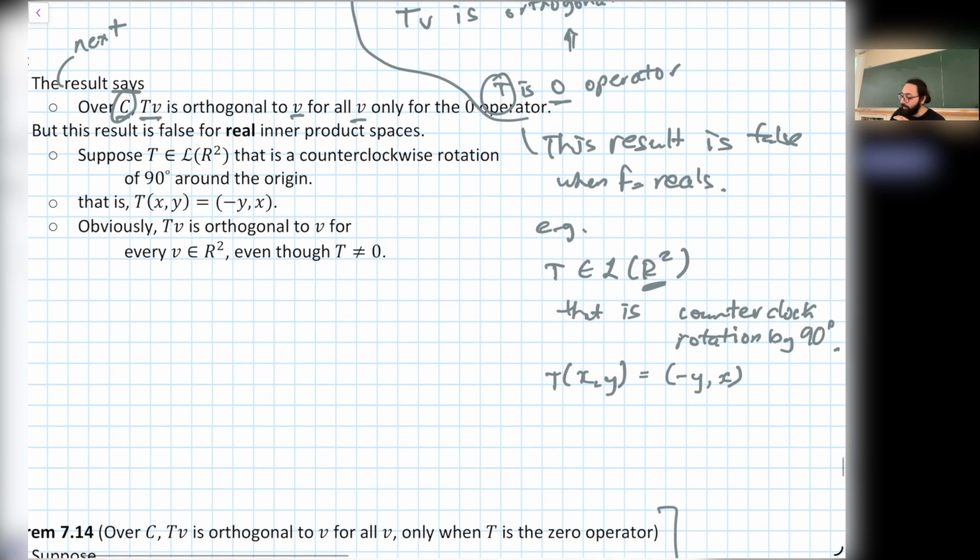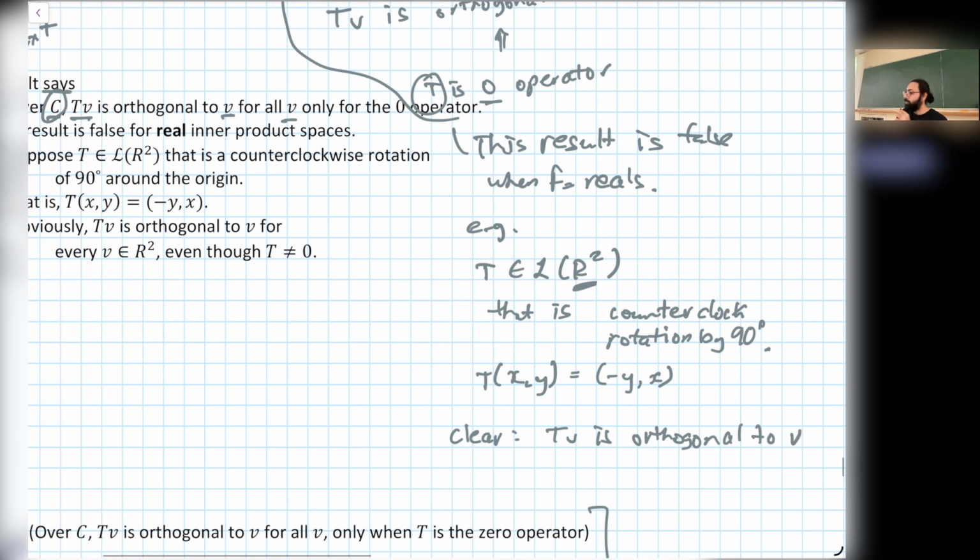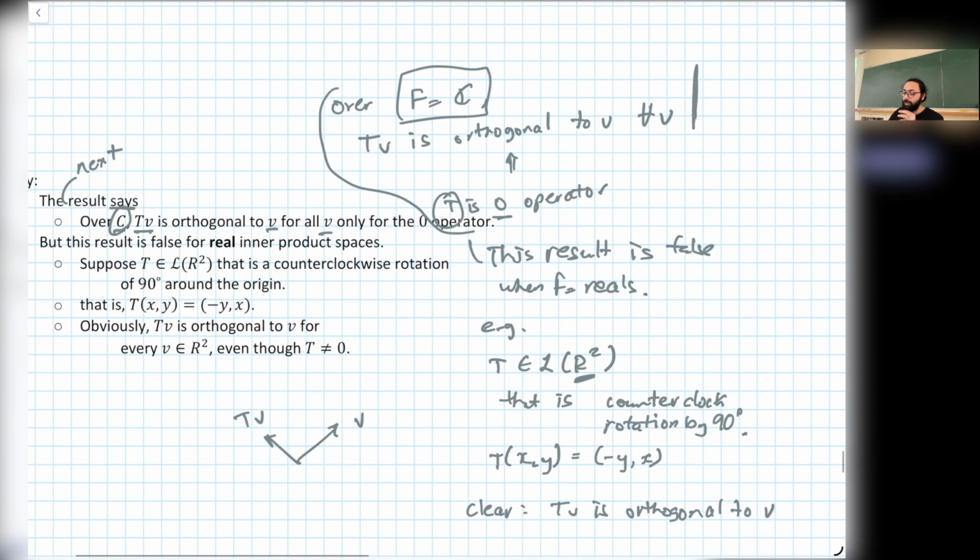And now it's clear that Tv is orthogonal to v. Because you took a vector and rotated it by 90 degrees counterclockwise. So regardless of which vector v you take, Tv is always going to be orthogonal to it, correct? And it's not the zero vector. While the theorem was saying that if this property holds for all vectors, that the resulting vector, once you apply T, is orthogonal, then the vector has to be zero. So obviously that property is not true.